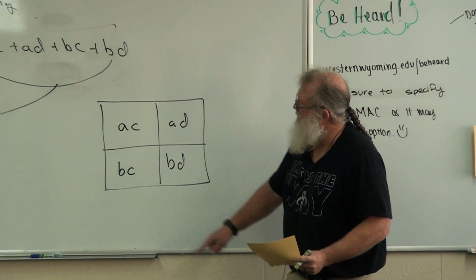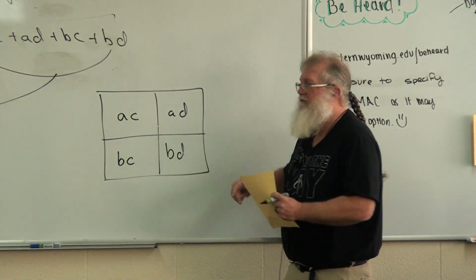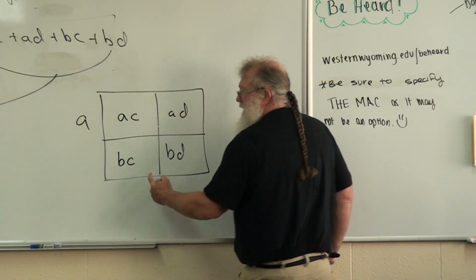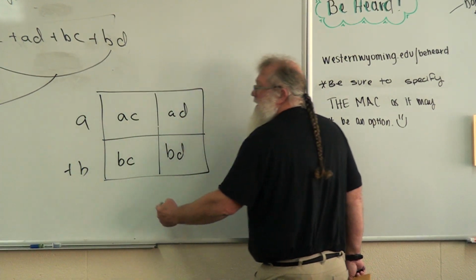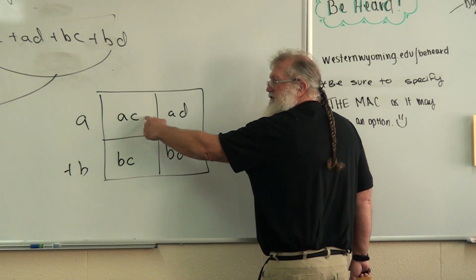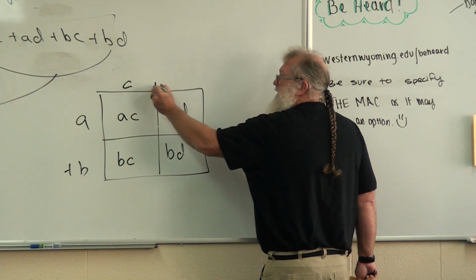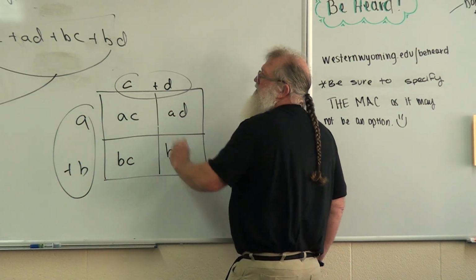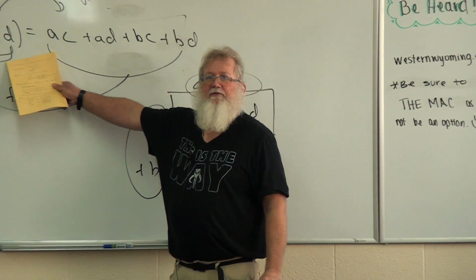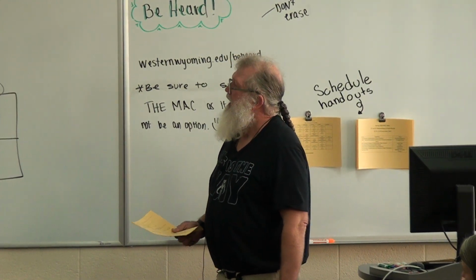So if you look at this first row, what do we have in common? You see an A in both of them, so we could factor out an A. In the second row, what is common is a B, so we could factor out a B. In this column, we see a C in both of them, so we could factor out a C. Here we could factor out a D. And what do we have? A plus B times C plus D, which is this right here.